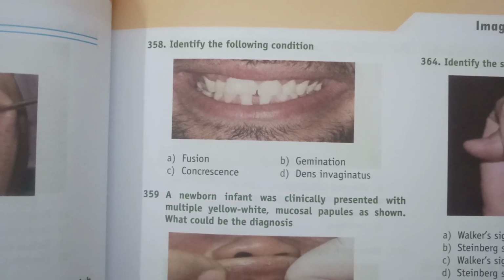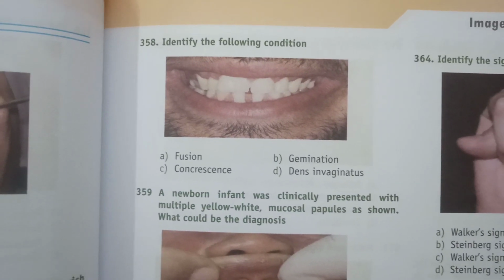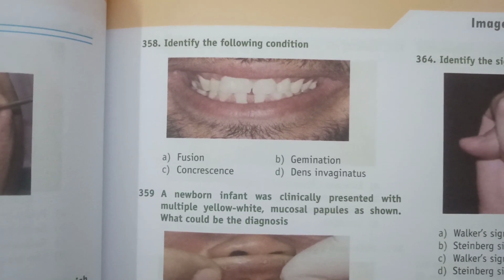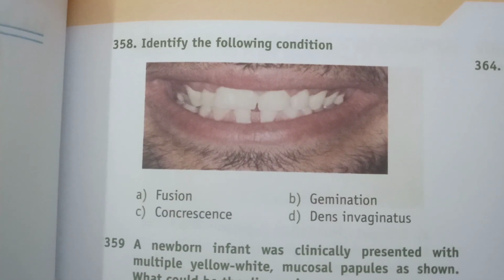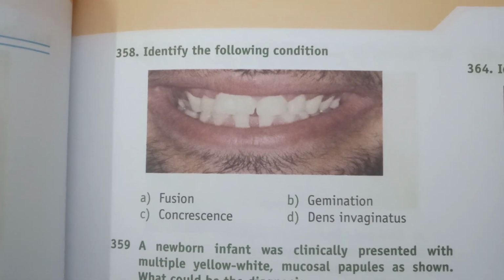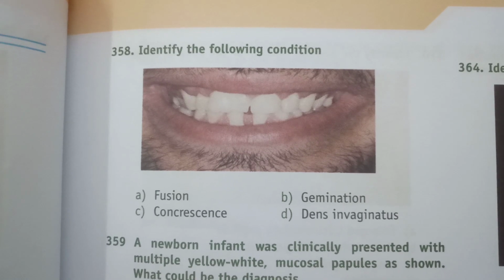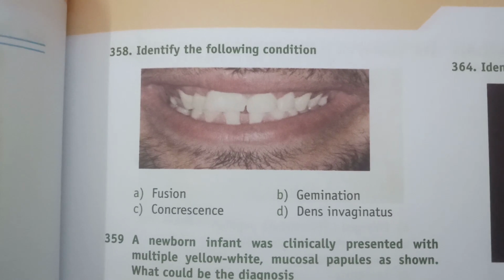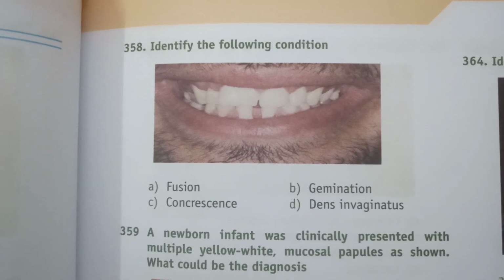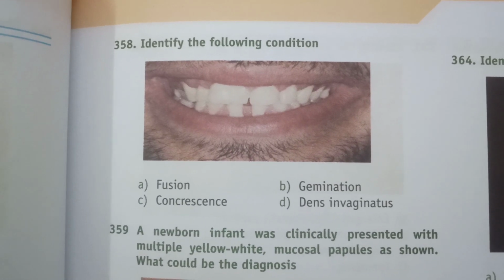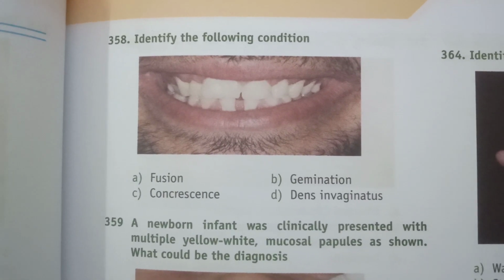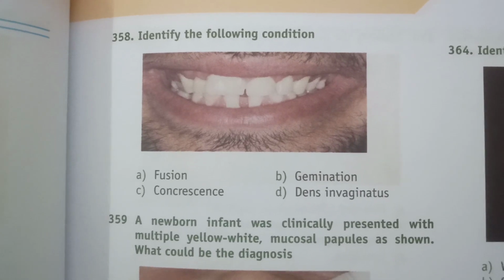Now we will go back to the question, number 358. Identify the following conditions. Look at the 1-1 region. Is it fusion? Is it gemination? Is it concrescence or dens invaginatus? The answer here is gemination. For explanation, please go back to your oral pathology book.